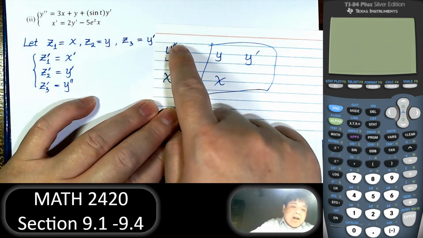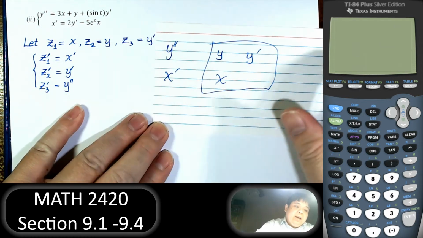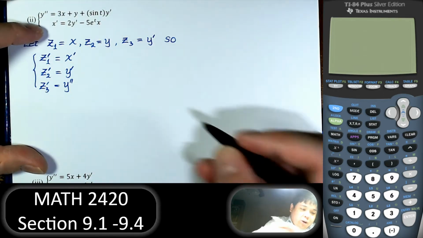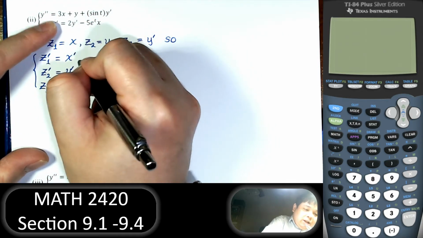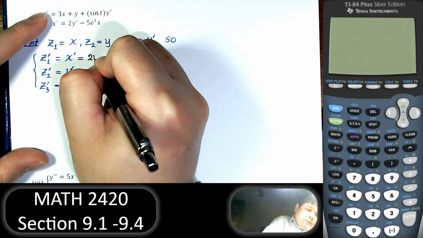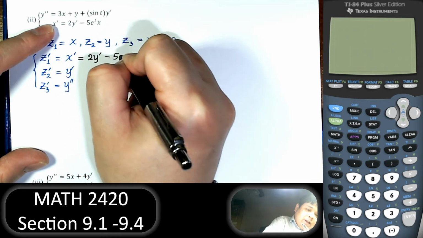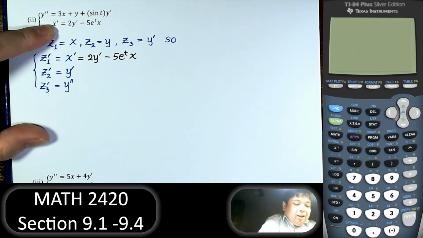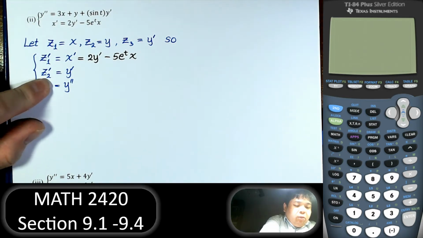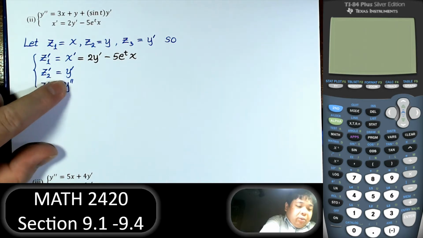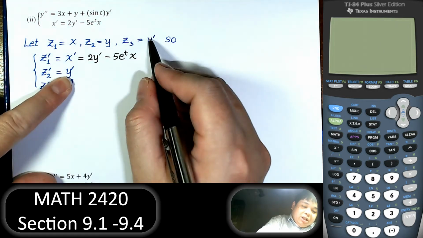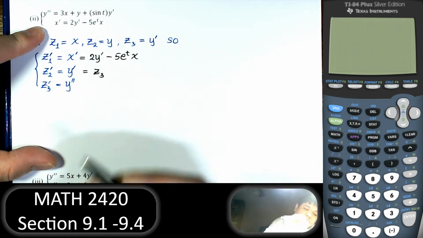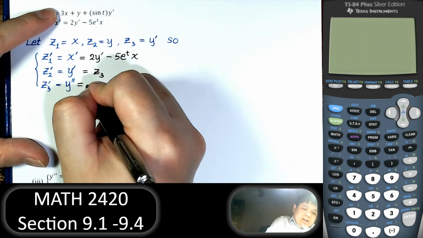Everything with less order than those two. And then we take derivative both sides, put that in the system of equation. Now, what we are given, x prime is going to be 2y prime minus 5 e to the t x. That's what's given. z2 prime is y prime. What is y prime? Oh, z3. And y double prime is this.